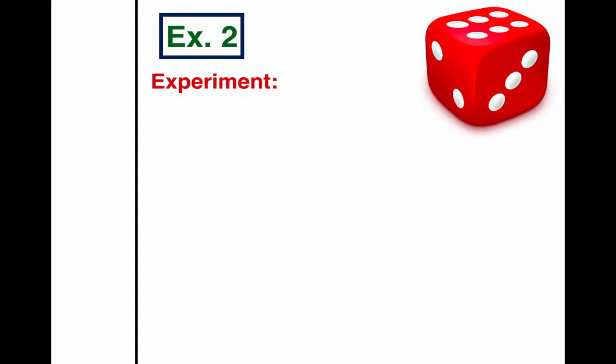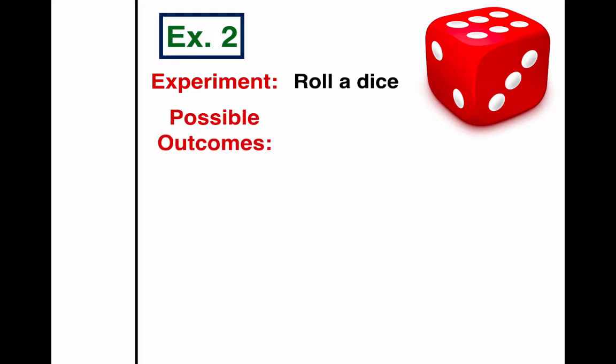Now, let's look at another example. Let's say our experiment was rolling a dice. I know these aren't super exciting science experiments, but they're just some basic experiments. If you roll a dice, what are the possible things that can happen? Well, you're either going to roll a 1, a 2, a 3, a 4, a 5, or a 6 because a normal standard dice has 6 sides. So possible outcomes are 1, 2, 3, 4, 5, or 6. That is your possible outcomes.